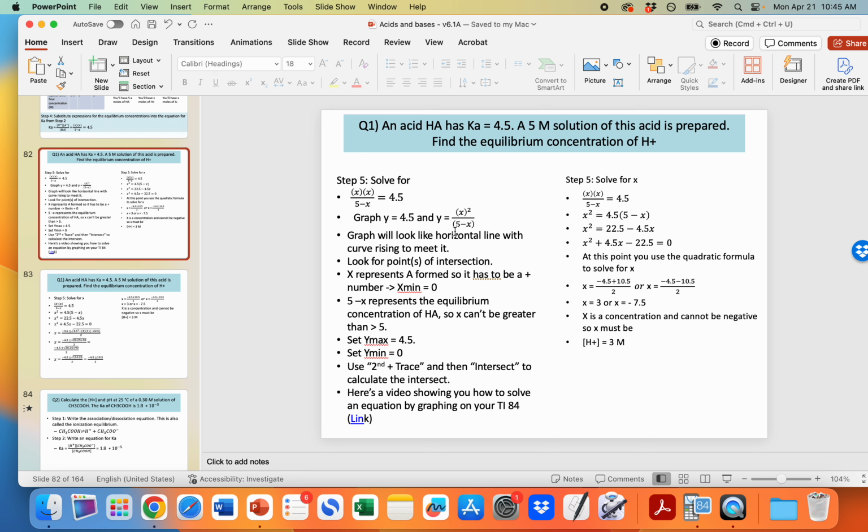So the line and the curve are going to intersect around 4.5. That's why I'm going to set y max equal to 5, because you basically want to look slightly above and below 4.5. So I could set y min to 4 and y max equal to 5, but I think I'm just going to do y min equal to 0. I think it usually makes the graph look neater. Okay, so let's show this in action.